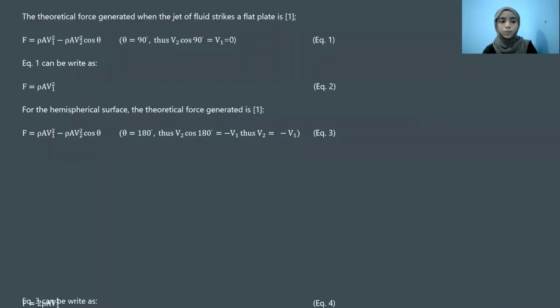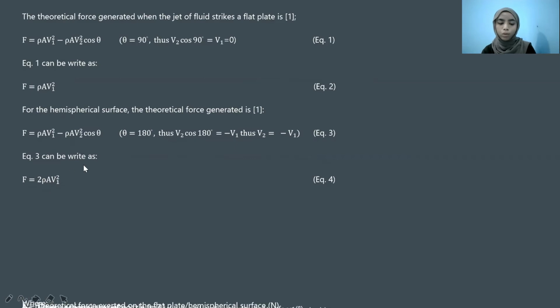Okay, so equation 3 can be written as F equals 2 rho A V1 to the power of 2. This is because we will have 2 V1. So basically it is opposite, so minus minus will be positive. So it will become 2 rho A V1 to the power of 2.